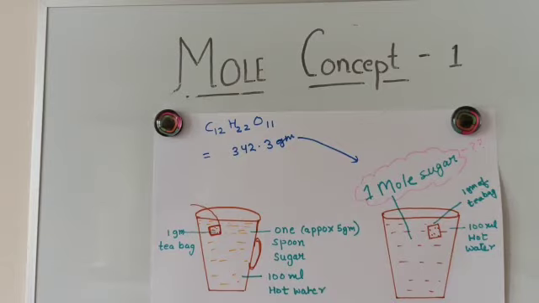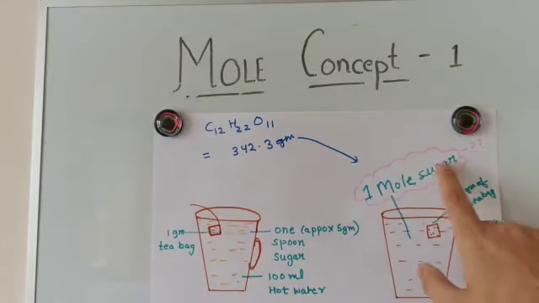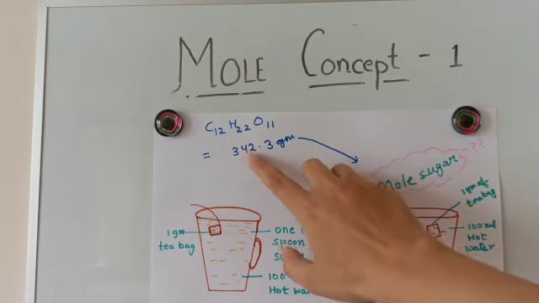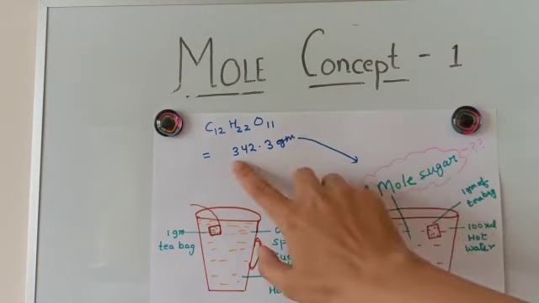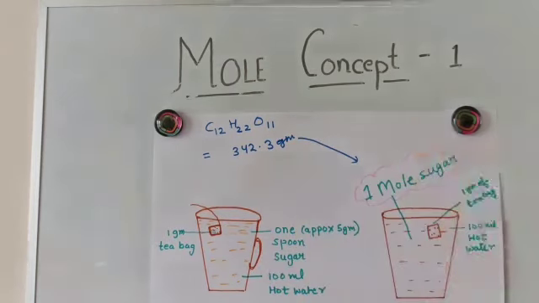So now you know that you have to collect 342.3 grams of sugar to make it 1 mole. The 1 mole of sugar contains 342.3 grams of sugar. It will be very, very sweet. I tell you that in 100 ml of hot water, you will add 342.3 grams of sugar. My God, it will be very, very sweet for me and I should not take it.